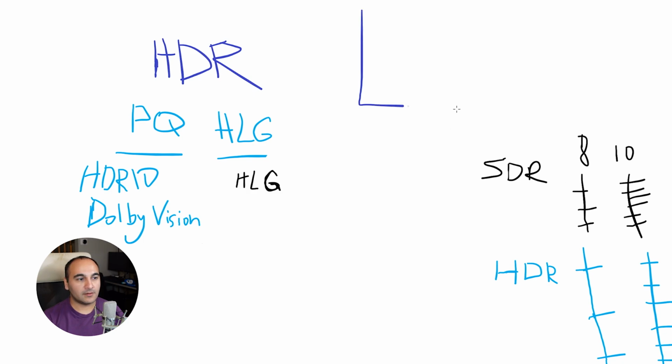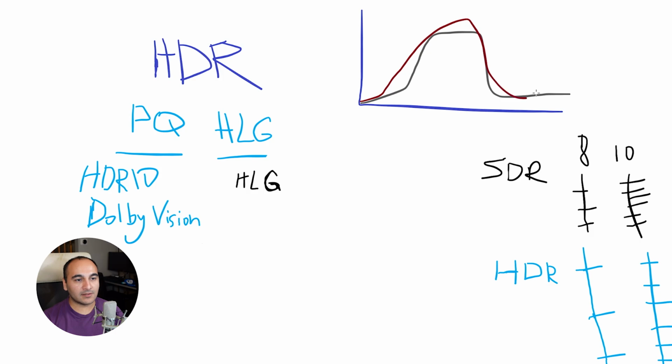HLG is essentially SDR. That should make it super clear. We've got SDR and it has this curve like this. HLG is like this. You get more brightness on it. Maybe this is a gamma curve, I have no clue, but it's essentially SDR with extra brightness in there.